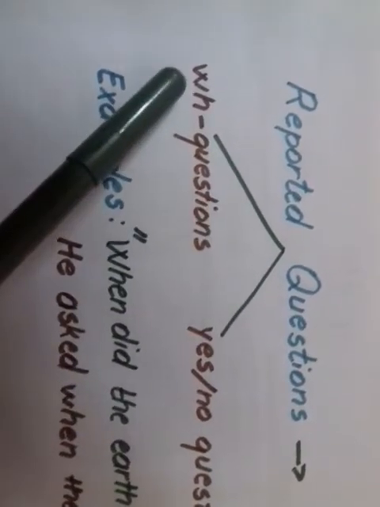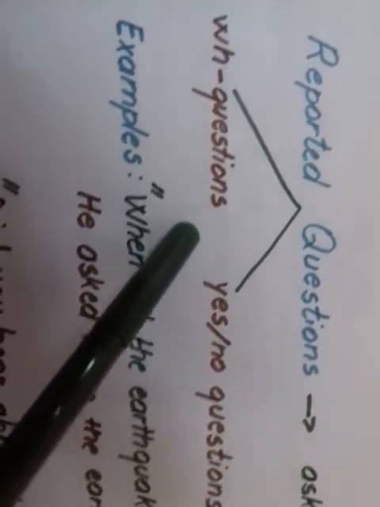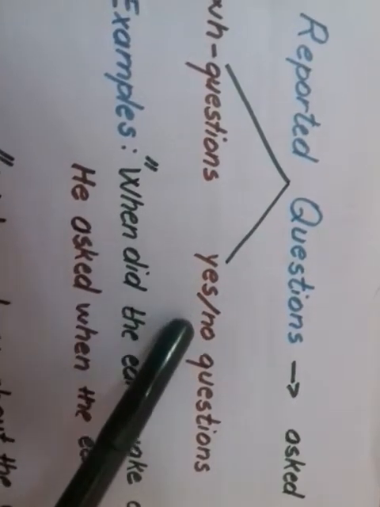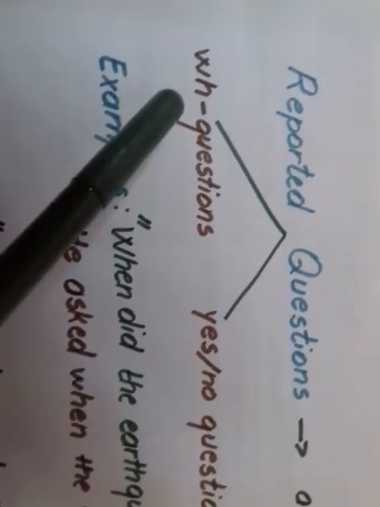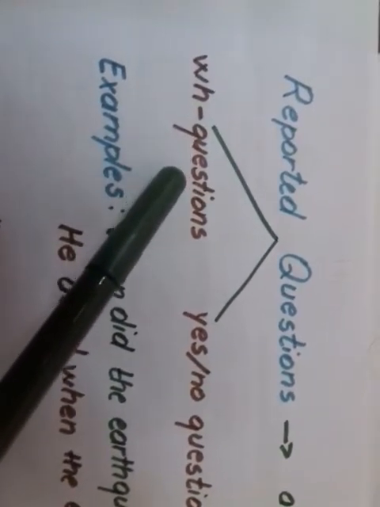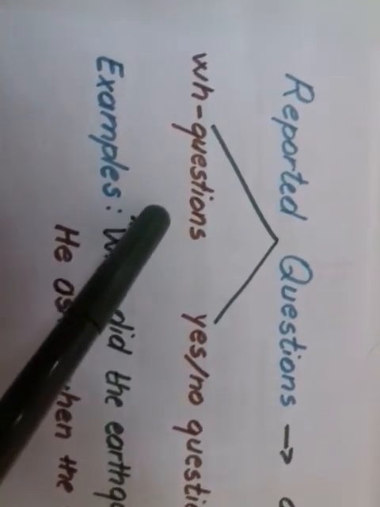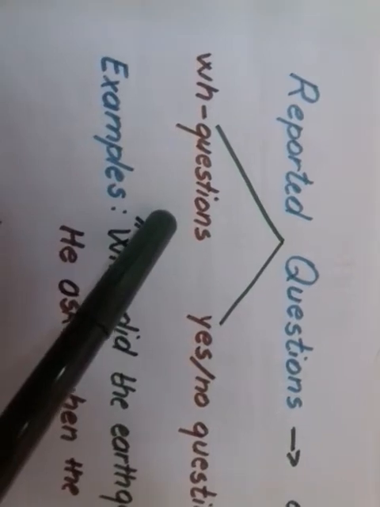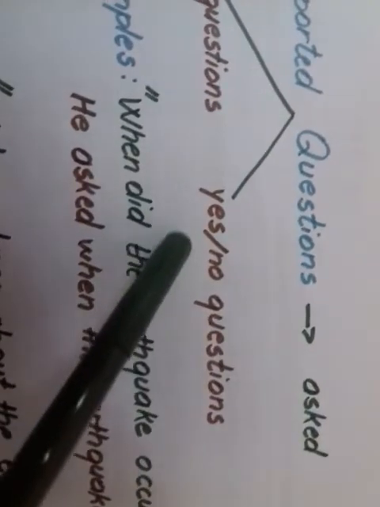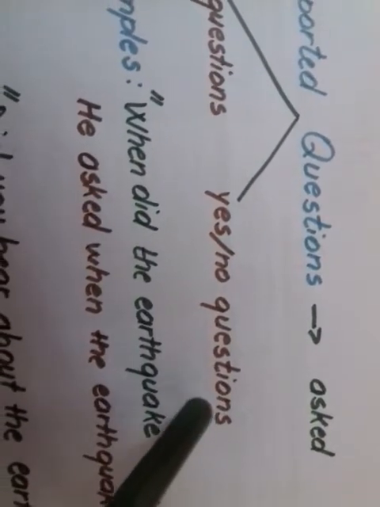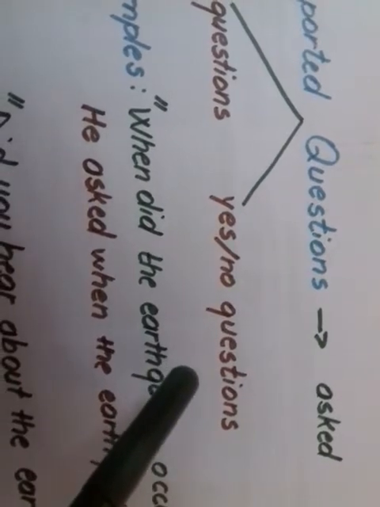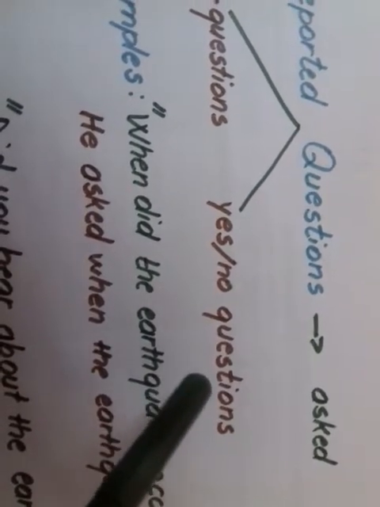We have WH questions and yes/no questions. WH questions are questions that start with a question word like what, where, when, etc. Yes/no questions are questions that require an answer with either yes or no.